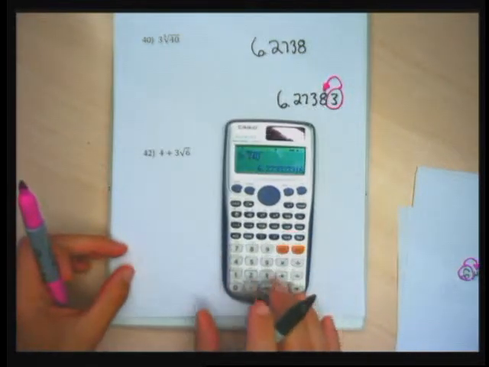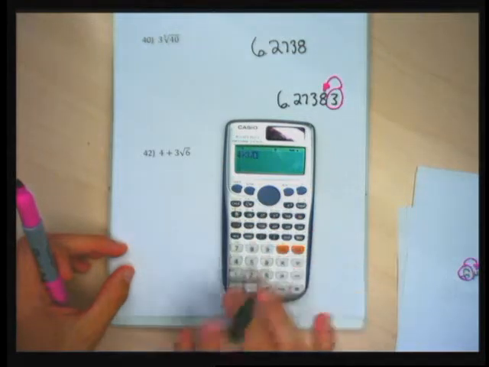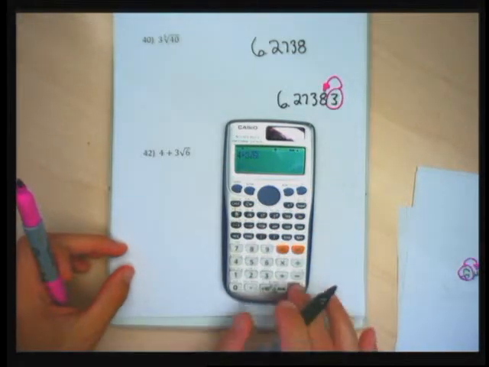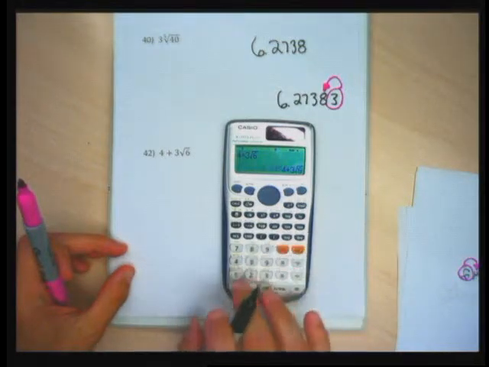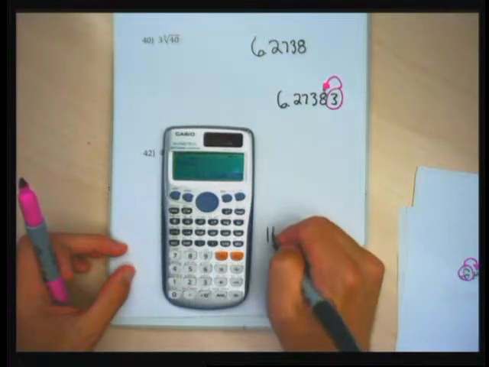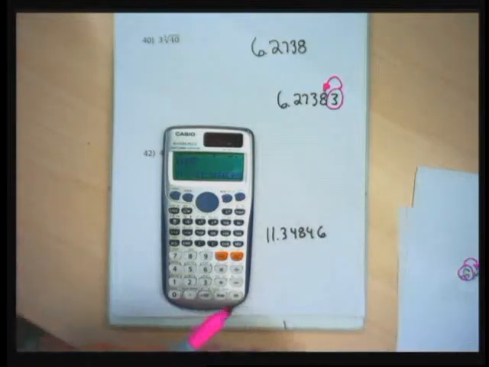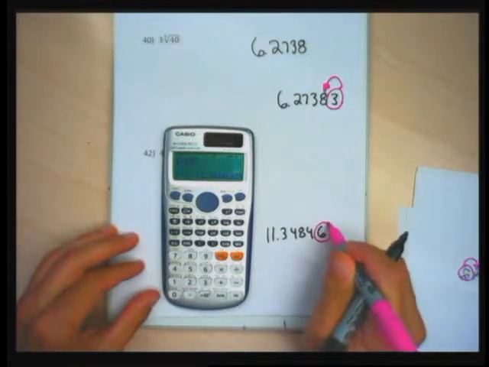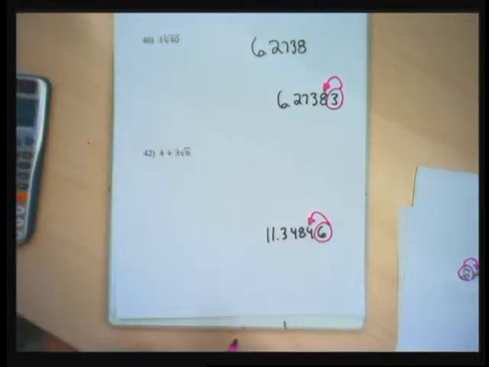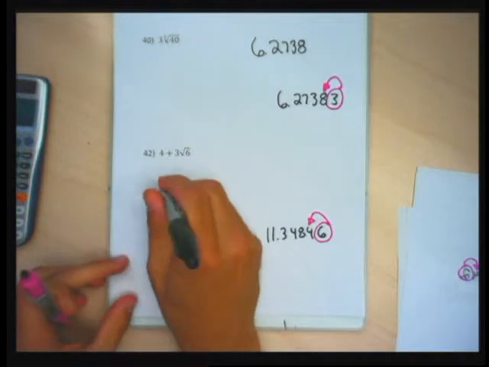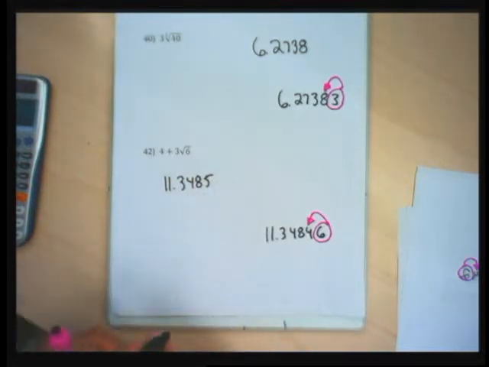And the last one in this grouping, 4 plus 3 square root of 6. Hit that SD button. I get 11.34846. I look at the number in the 5th decimal place. Because it's 5 or bigger, 6 is 5 or bigger, I'm going to round that 4 up to a 5. I'm going to write 11.3485 for my answer to 42.